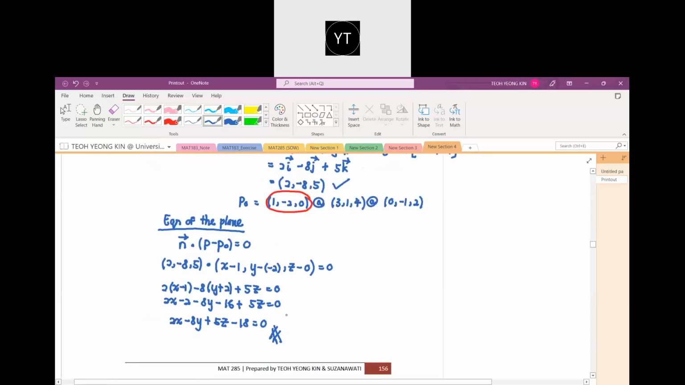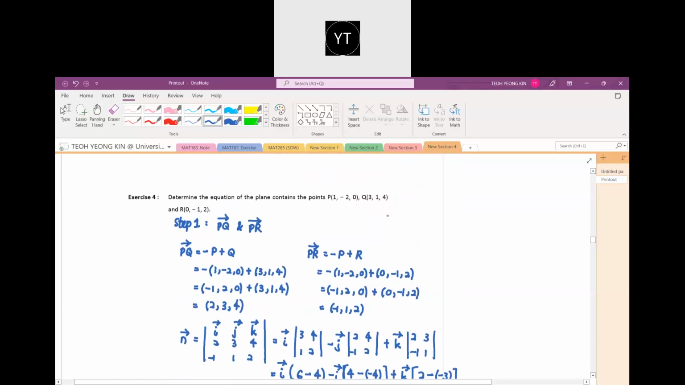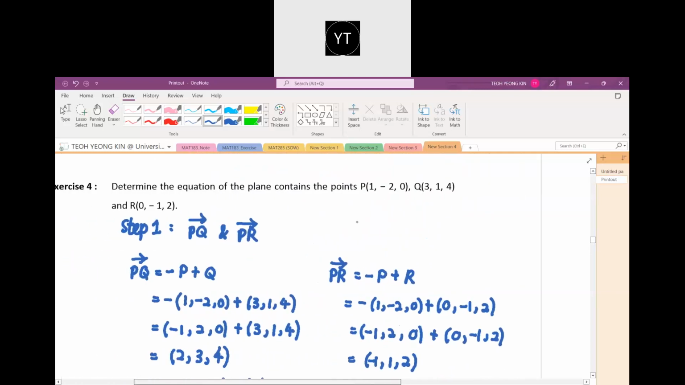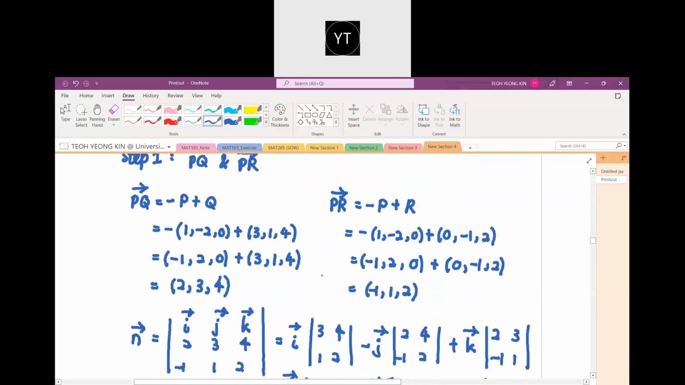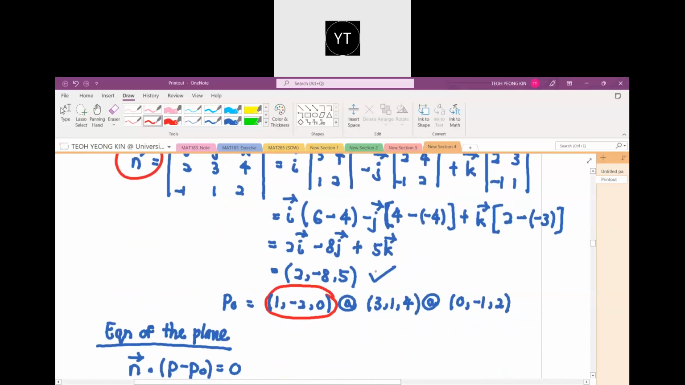So in the final scenario, you can see that we have 3 points given. First, we have to find two vectors from these 3 points. I use PQ and PR. So here is the formula, negative P plus Q, negative P plus R. From here, we will get two vectors. Then, in order to find the normal vector, we use the cross product. So here is our normal vector, which is N.